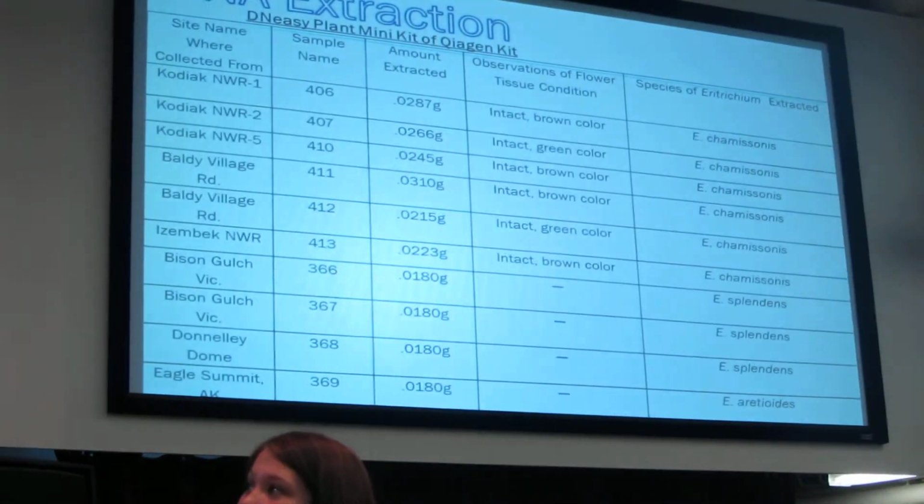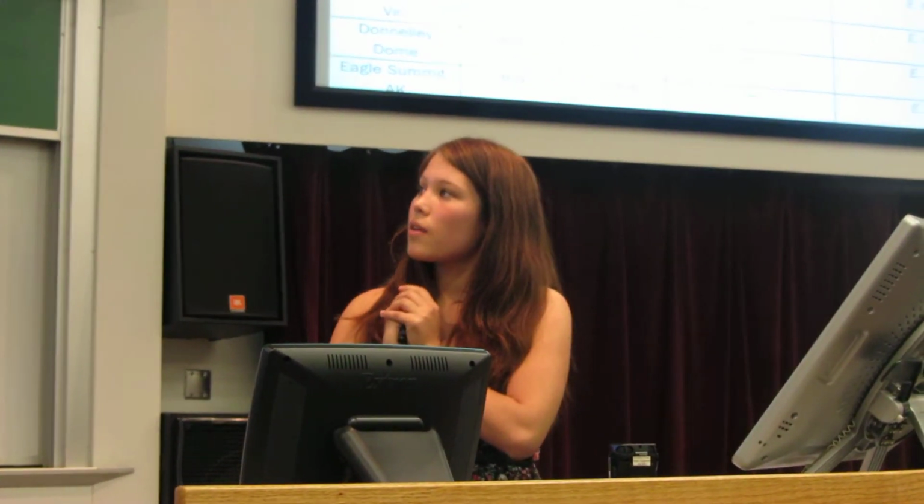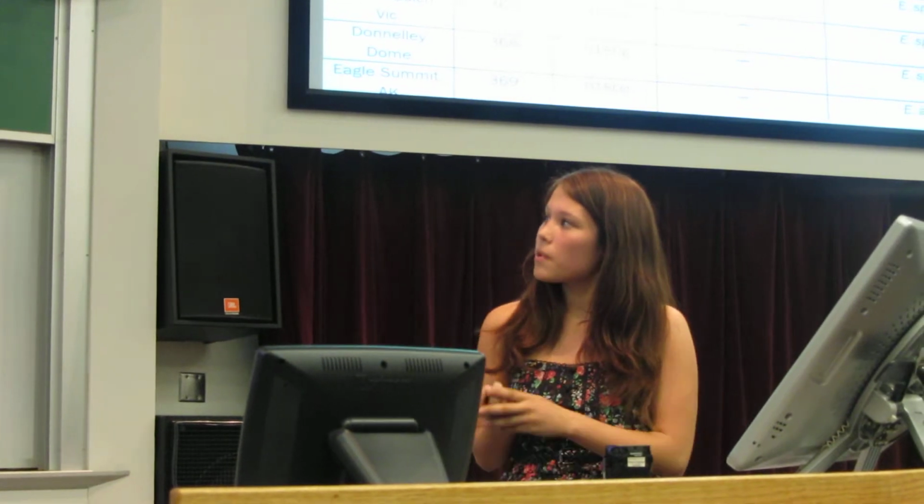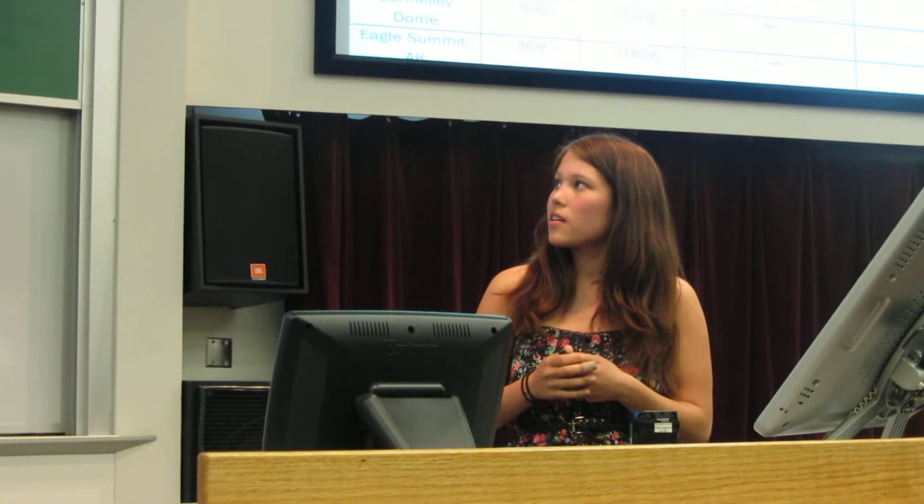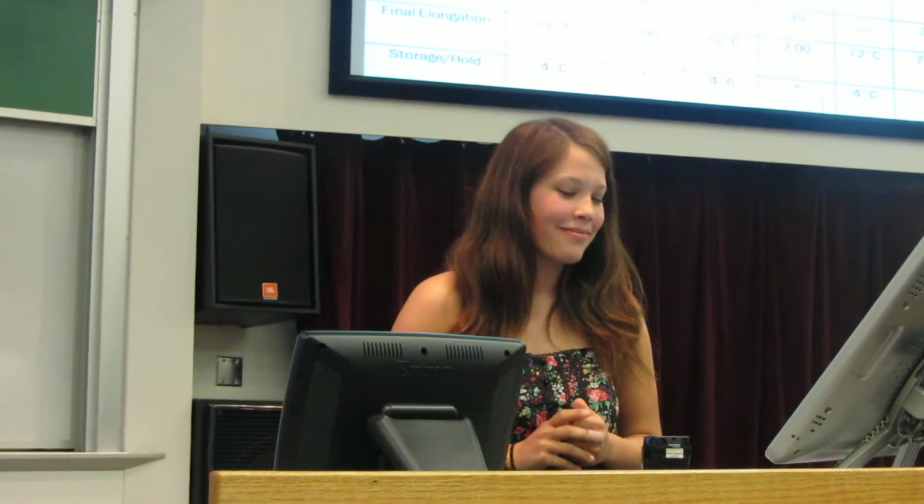Alright, so for the DNA extraction, we got a lot of chamissonis up there. They're mostly from Kodiak. We got a couple from Baldy Village and one from Izembek National Wildlife Refuge. And we got a few splendens as well from Bison Gulch and Donnelly Dome. And we got one sample of aretioides from Eagle Summit. Basically, that's the amount we extracted from the leaf tissue. And they're basically in a good range, around the same amount.